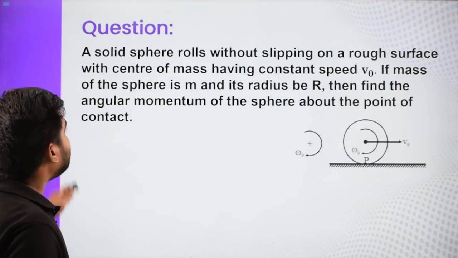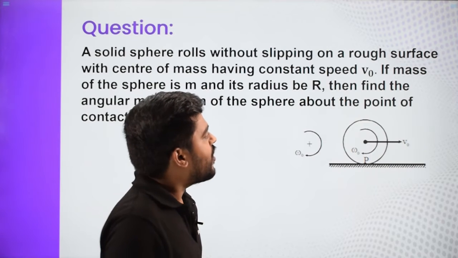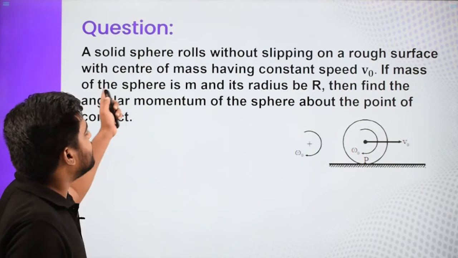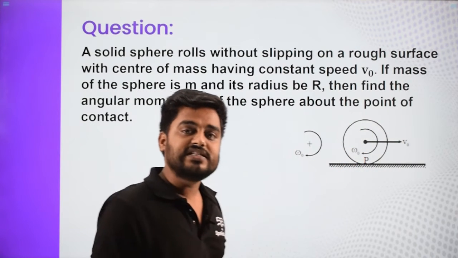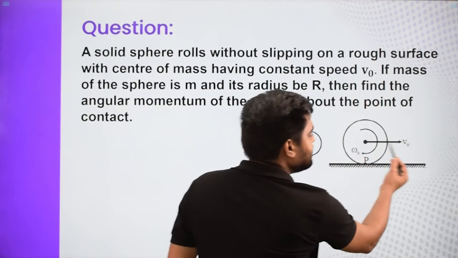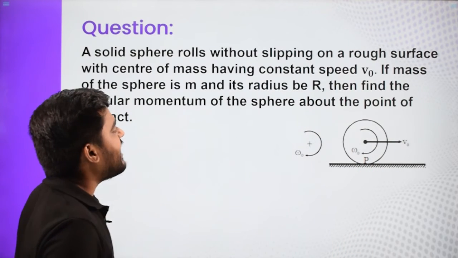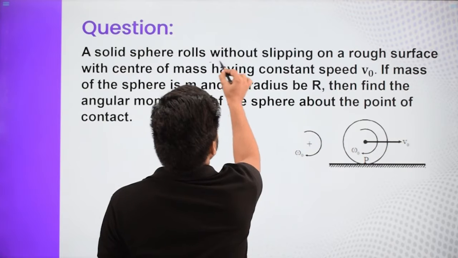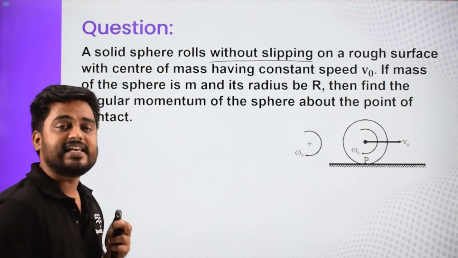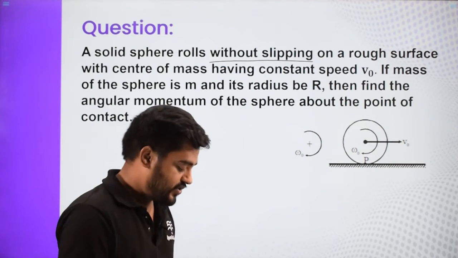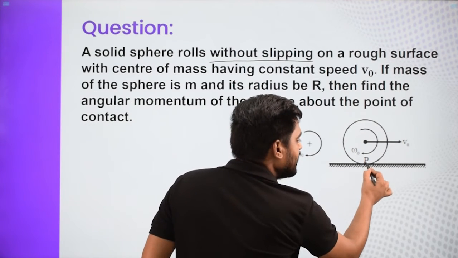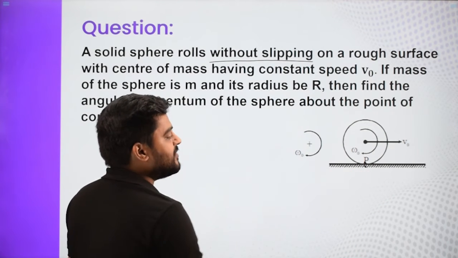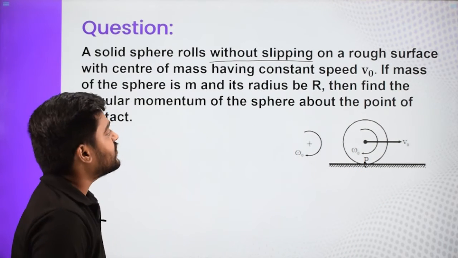Next, let us do a question. This question says that a solid sphere rolls without slipping on a rough surface with center of mass having constant speed v0. So this solid sphere is rolling with a constant velocity v0 on a rough surface, and they are saying without slipping. What does without slipping mean? Without slipping is the same as pure rolling. In pure rolling, the object does not slip at all, so there is no rubbing or slipping between the two points in contact.